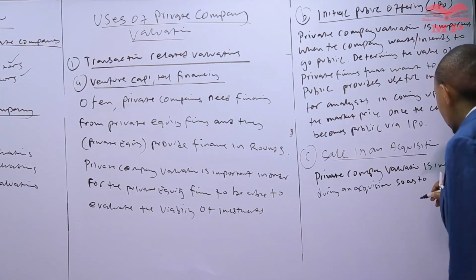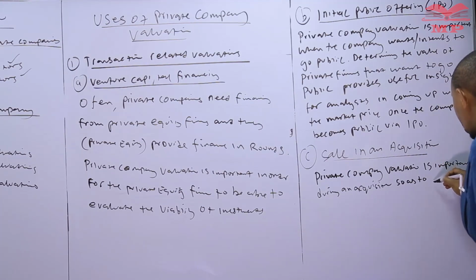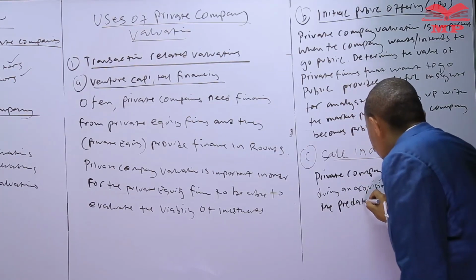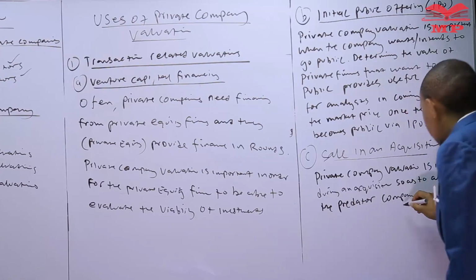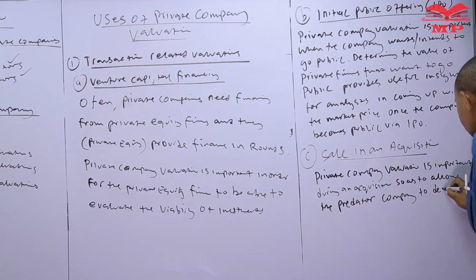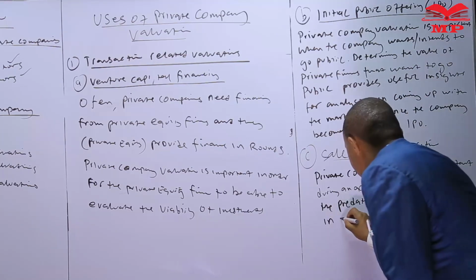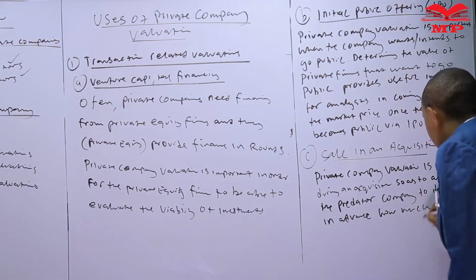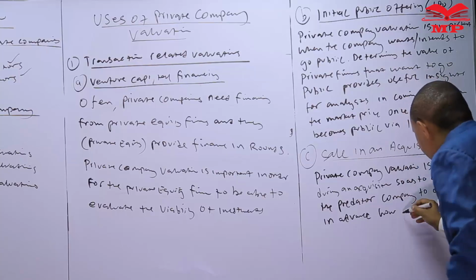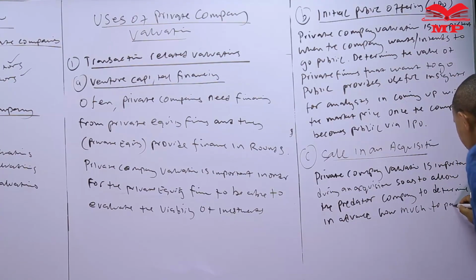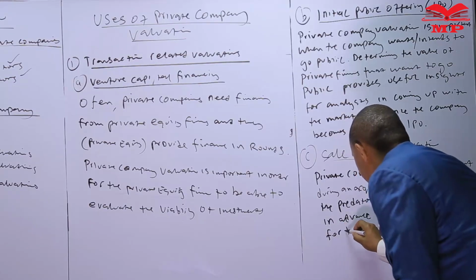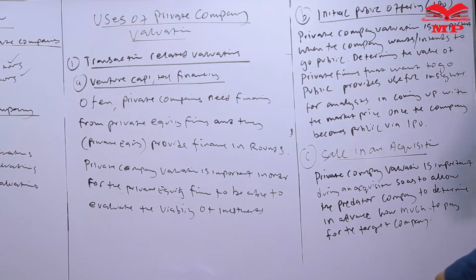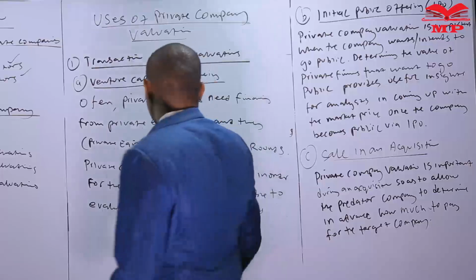So as to allow the predator company to determine in advance how much to pay for the target company. That is the third transaction-related valuation.